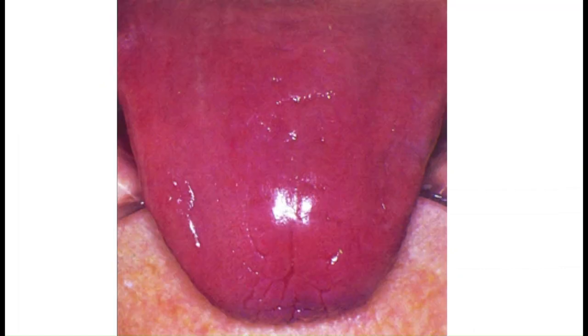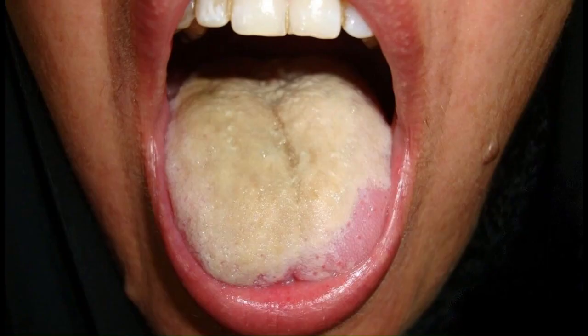This tongue is also beefy red, but very red, and you can see the reflection of light from the tongue. This is a more severe case of pernicious anemia. What is this tongue telling me? It is telling me that this tongue is coated with a whitish, yellowish, thick layer of coating. This is one of the manifestations of uremia, a problem of the kidney.